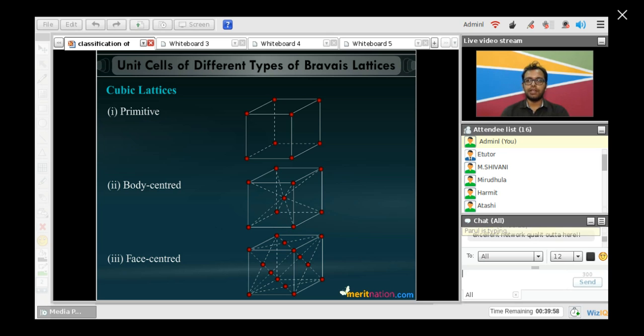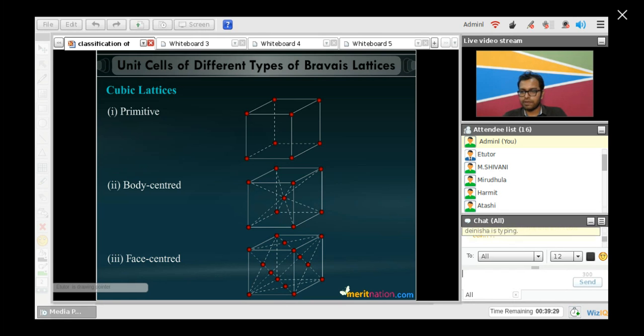In these primitive unit cells, we can have different Bravais lattices, right? Now in case of cubic lattice, we can have primitive structure as well, and we can have a body-centered cubic lattice too, and we can have a face-centered cubic lattice too.